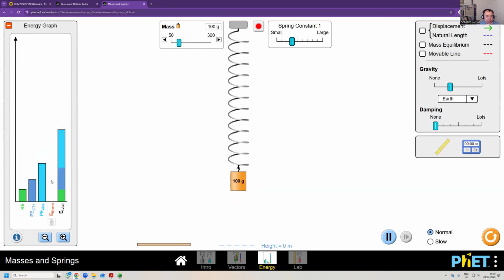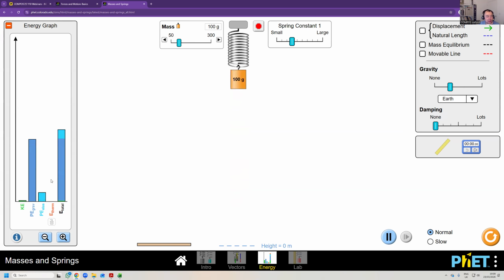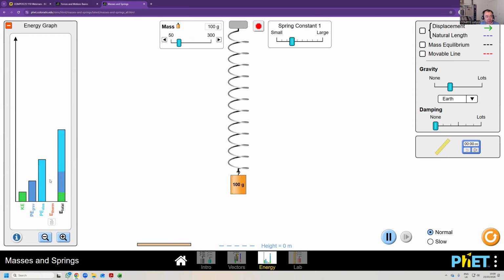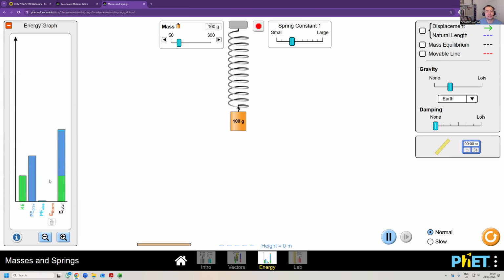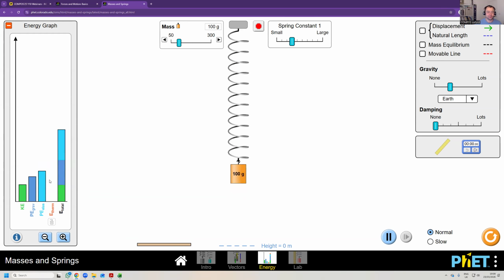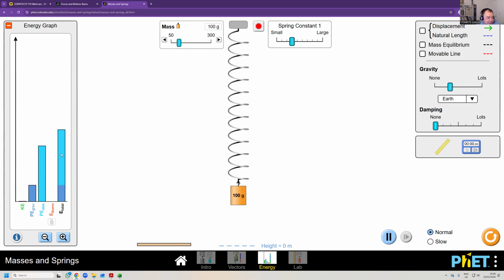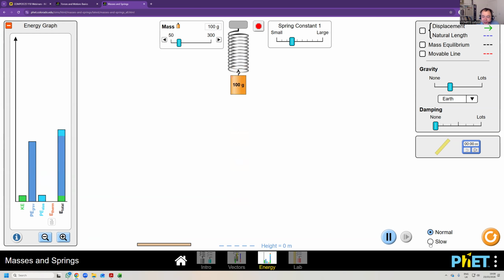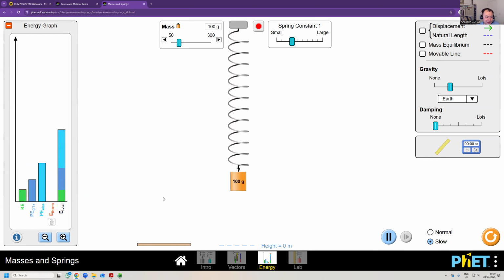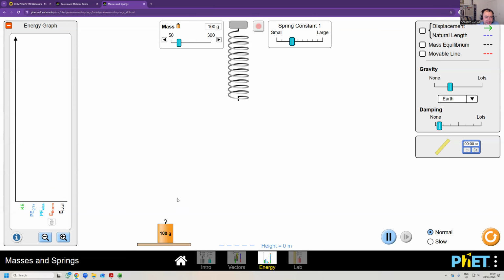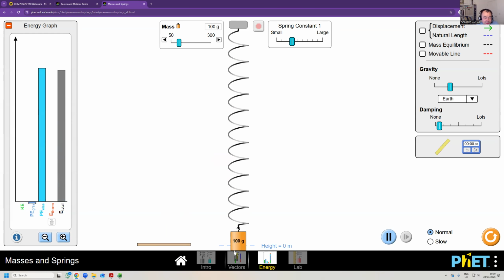So when the spring is stretched, it has elastic energy. You can see how the transformations of energy take place. It's lots of stuff going on in here. Okay, so let's reset. So we pull down the mass and we release it.